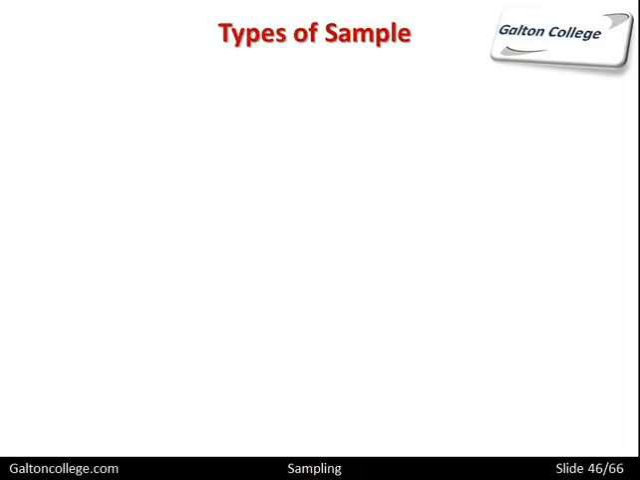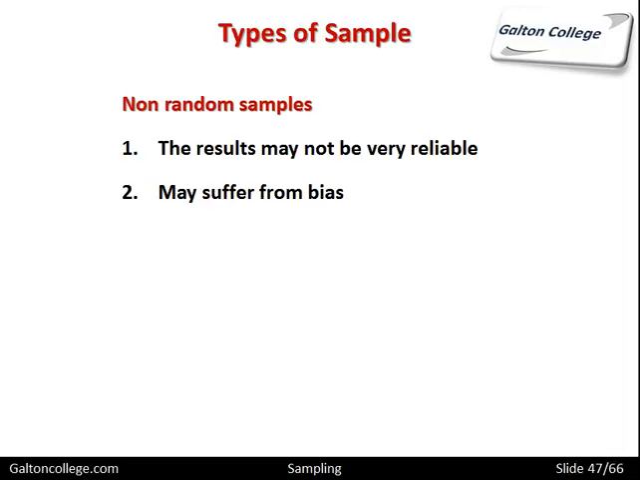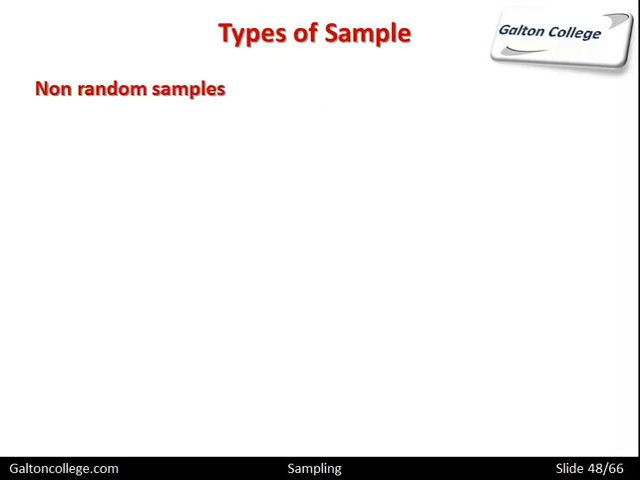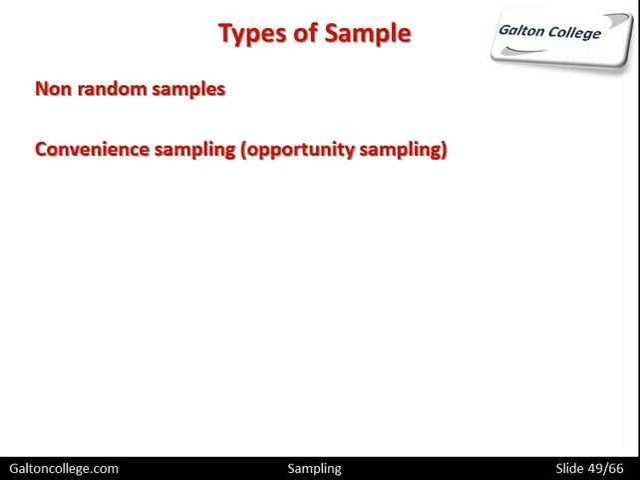Now let's look at the types of sample. Well, we have non-random samples. The results may not be very reliable and they may suffer from bias. Convenience sampling is an example of this. Opportunity sampling, it's sometimes called. These are very unreliable and very biased.